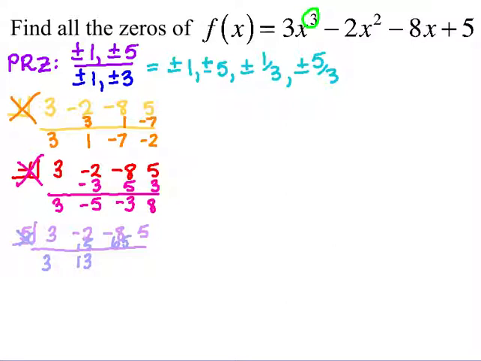What would be another one to try? -5. Let's see if -5 works. This is a really long process. Is this your favorite thing to teach? So let's go ahead and see if -5 works.